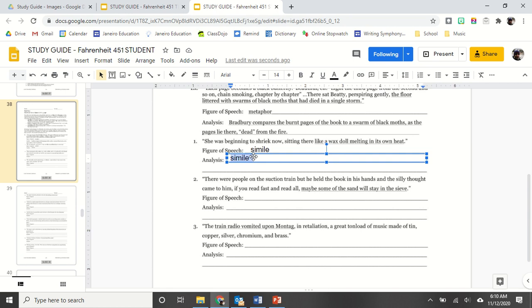So, for my analysis here, I would say something like, just like a wax doll melting in the heat would shriek and panic as it melted if it were alive. Mildred is also shrieking.